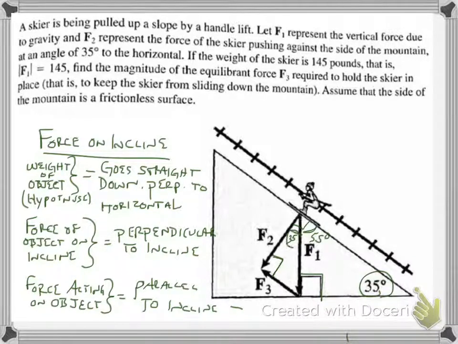And now that I have this angle here, now you can use that F1, the magnitude of F1 we know is 145, and now you can use sine of 35 to find the magnitude of F3. And that's what you need to do tonight, and go ahead and have that ready for class tomorrow.